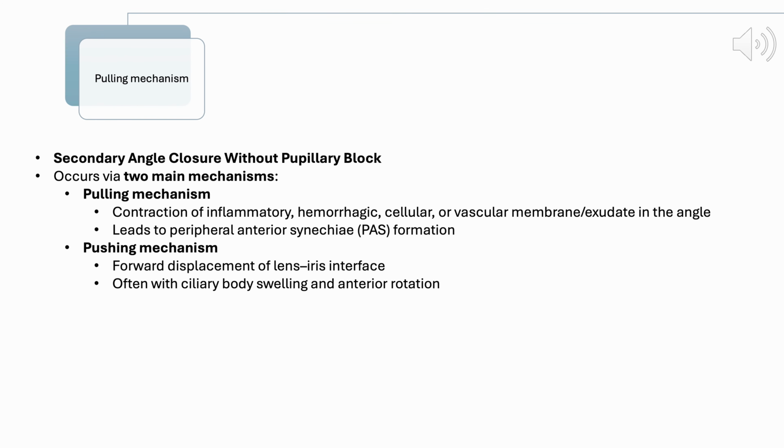We've already touched on the fact that not all secondary angle closures are due to a pupillary block. To reinforce this point, remember that secondary angle closure can also occur without a block, through either a pulling or a pushing mechanism. Pulling results from contraction of membranes in the angle that form peripheral anterior synechiae, while pushing involves forward displacement of the lens-iris interface, often from ciliary body swelling.